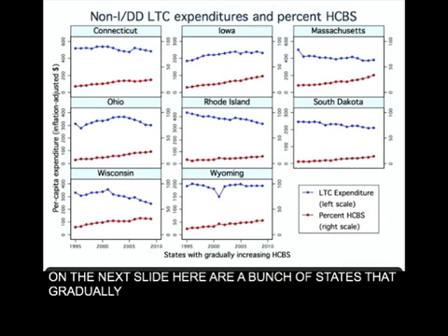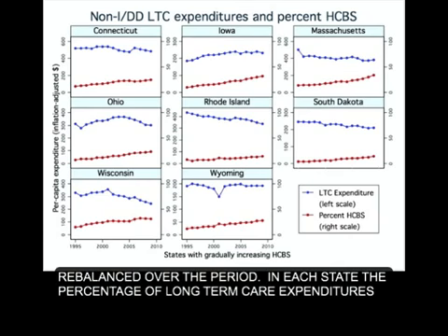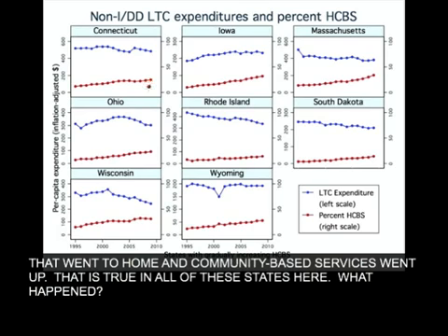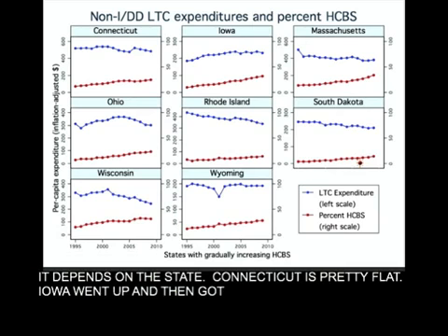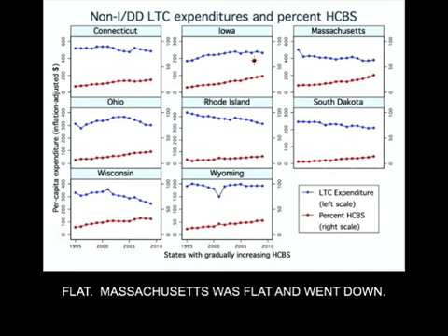Okay, on the next slide, here are a bunch of states that gradually rebalanced over the period. So in each state, the percentage of long-term care expenditures that went to home and community-based services went up. That's true in all these states here. And what happened? Well, it depends on the state. Connecticut is pretty flat. Iowa went up and then got flat.